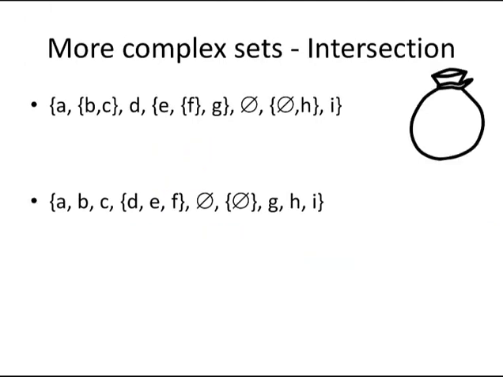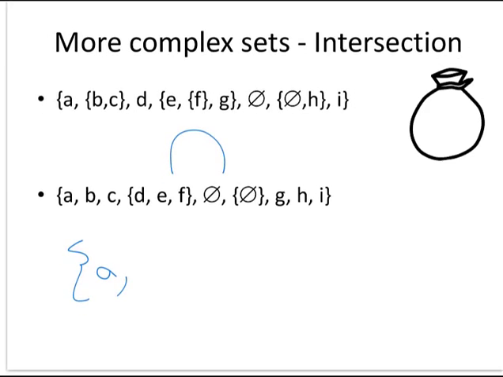Now, if I'm trying to take the intersection of two sets, that's an entirely different problem, right? Now I need to find all of the items that are in here that are also in here, and there's not very many, I don't think. So let's take a look. The intersection of these two sets. Well, I see that A is also in here, so I can write an A.